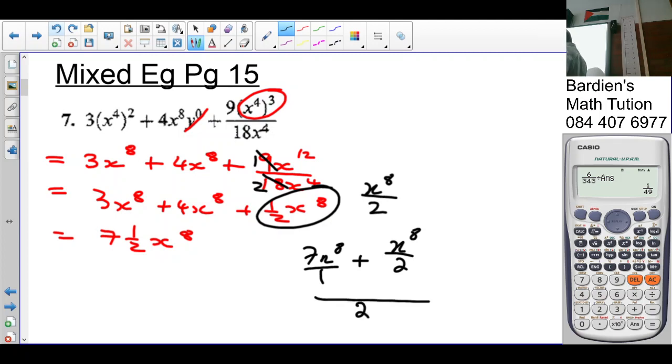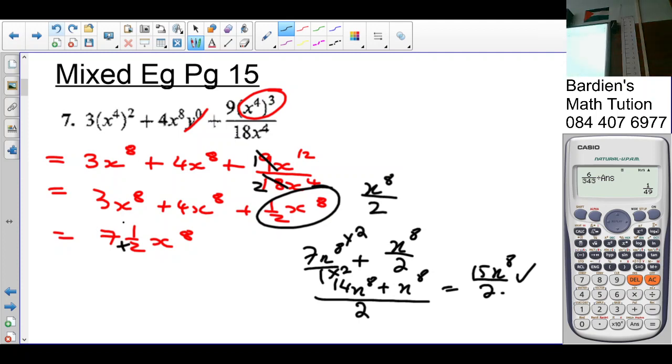LCM. So you multiply by 2. So I get 14x^8 plus x^8, which is 15x^8 over 2. That's correct. Why? Because 7 times 2 is 14 plus 1 is 15. So that's 15 over 2 x^8 or 15x^8 over 2, all the same thing. I could have written it as 7.5x^8, which is also the same.